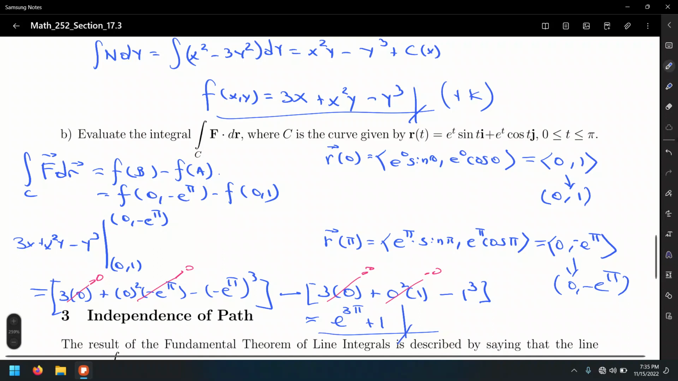And well, that was another example of using the fundamental theorem of line integrals.